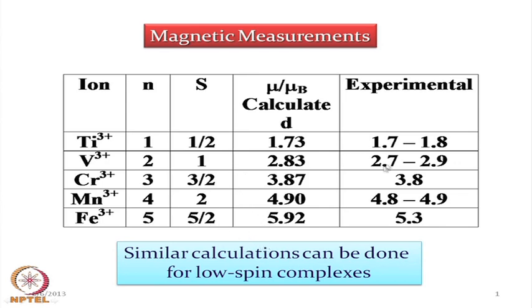So, using the same formula depending on the n values for mu in units of mu B, we can do similar calculations for the low spin complexes. So, we can have 2 values for either the high spin complexes or the low spin complexes, and we can find that in some cases the magnetic moment is less, or in other cases it is greater than what we can theoretically predict.